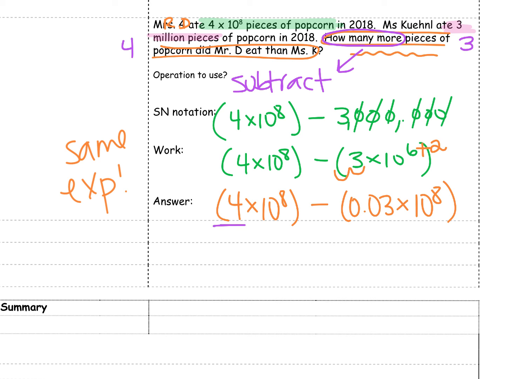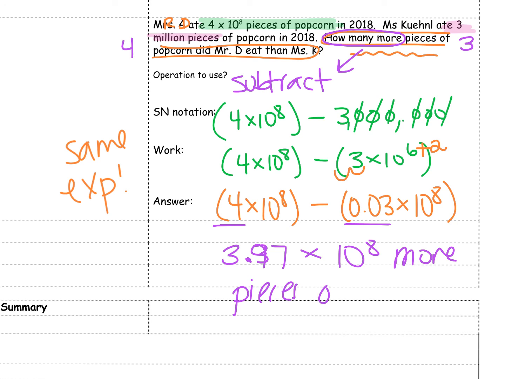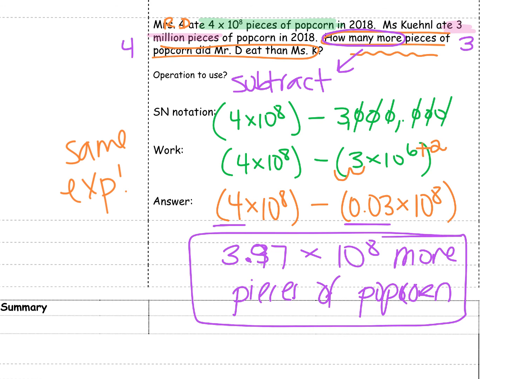Now I can go ahead and subtract my numbers. Well, that's 3.97, and then I recopy my power, times 10 to the 8th. So he ate 3.97 times 10 to the 8th more pieces of popcorn. So making sure we explain what that number means is just as important. When we work in scientific notation, the numbers look complicated, but when we switch them to those easy numbers, we can quickly find our correct operations.